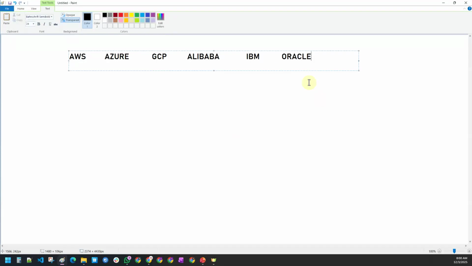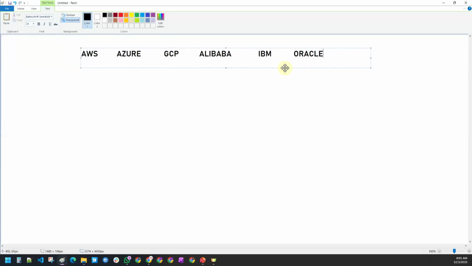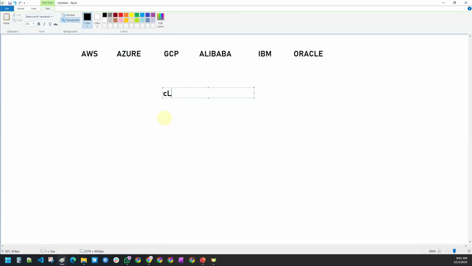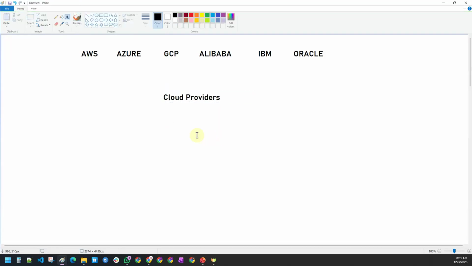These are multiple cloud providers available in the market. Do you guys agree? Sir, you say cloud providers. What do they provide us? Tell me, guys. What do cloud providers provide us? Anyone?